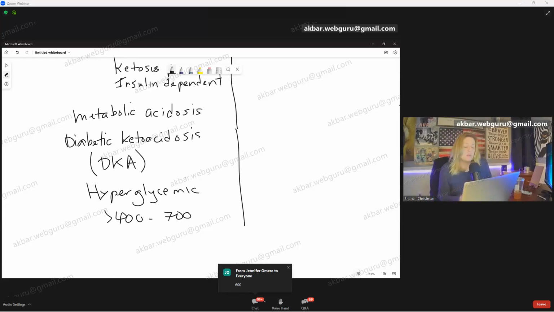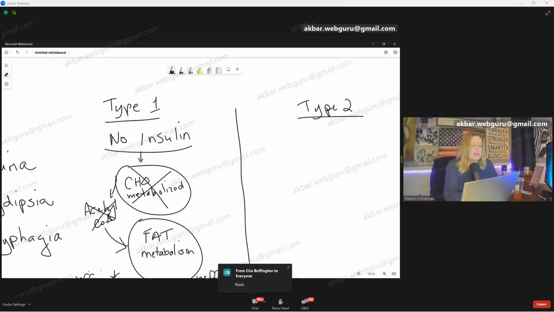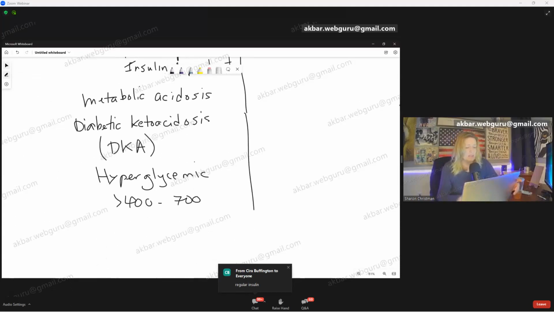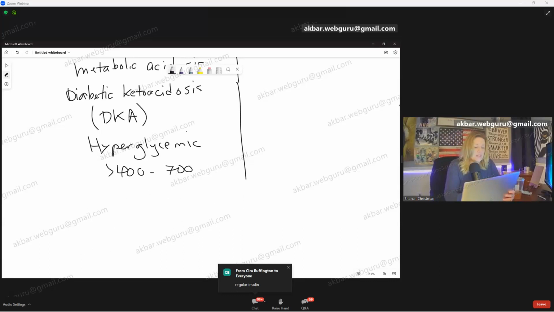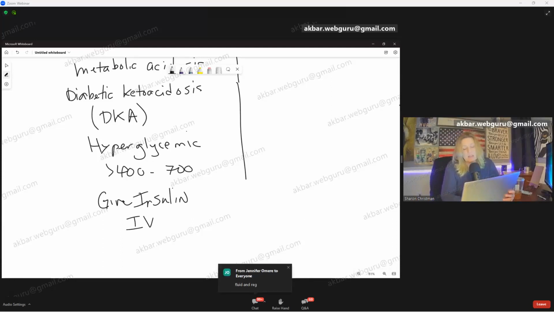Now, how do we treat DKA? How do we treat it? Well, what is the underlying problem with DKA? The underlying problem with DKA is no insulin. So how are we going to treat it? Well, we have to give them insulin. And the fastest route to give insulin is IV. And the type of insulin that's given IV is regular. So we give IV regular insulin.